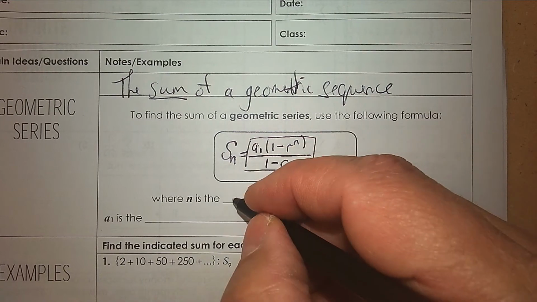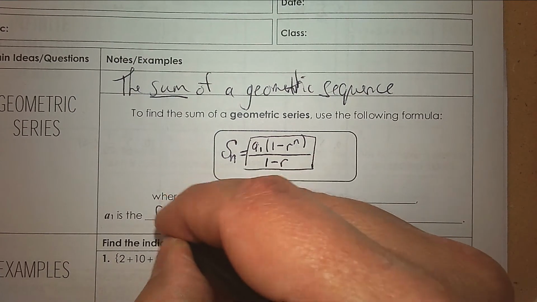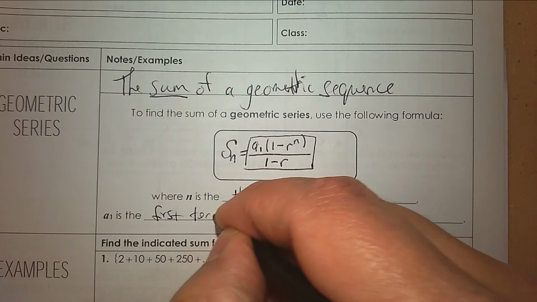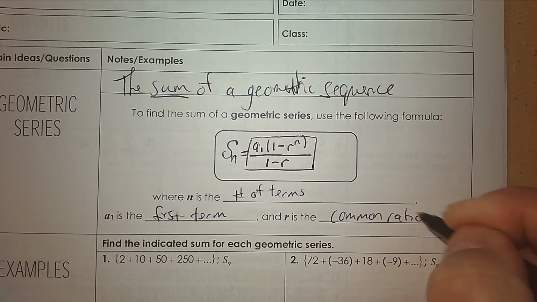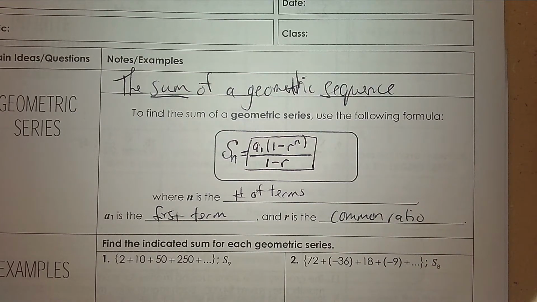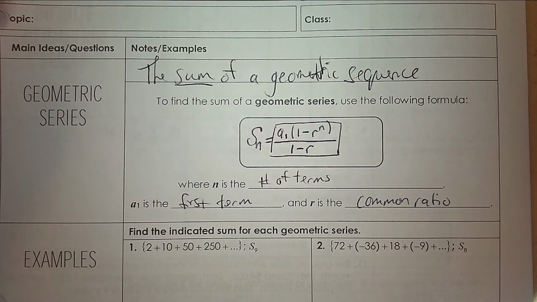N is the number of terms. A1 is the first term. And r, of course, is the common ratio. For an arithmetic series, you needed to know the first term, the last term, and how many terms there were. For a geometric series, you don't need to know the last term. You need to know the first term, how many terms there are, and the common ratio. So there it is, the setup. Now we're going to practice.